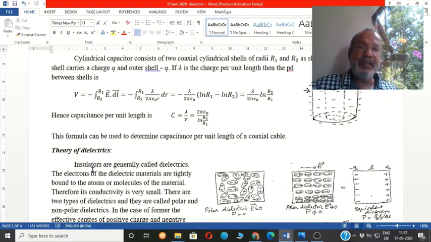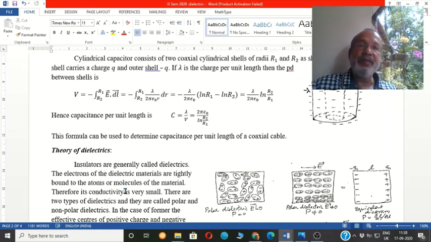And in the case of conductors, for example, in metals, it contains free electrons, which are free to move throughout the metal. But in the case of insulators, all the electrons are tightly bound to the respective atoms or molecules, so they cannot move freely. And insulators can be classified into two types. They are polar dielectrics and non-polar dielectrics.